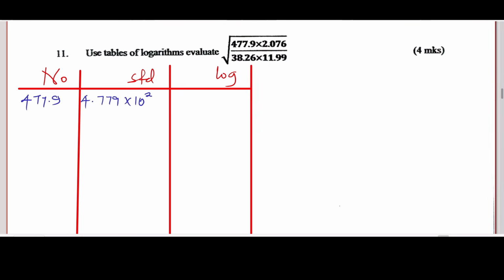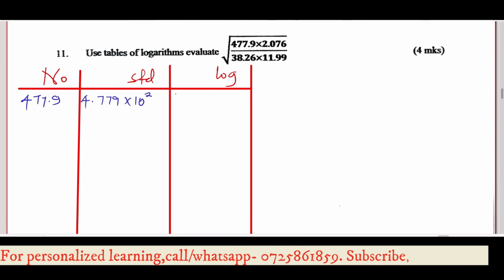So now we shall get the logarithm from the table. The logarithm of 4.779, you read that. And then the logarithm of 10 raised to the power 2, we start with that, is 2. Then the logarithm of 4.779 will be 0.676793, like that.